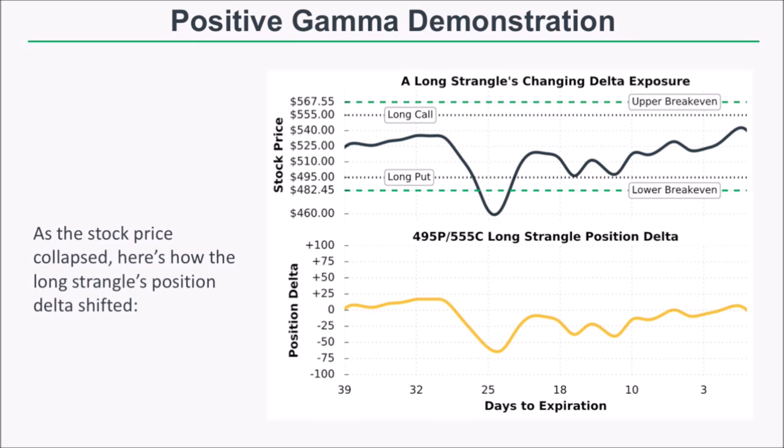Now, as we can see, when the stock price decreased and was below our long put strike price of $495, our position delta was growing more and more negative. Now that means we would benefit from continuations of that downside movement because we have a negative delta, which means we make money when the stock price decreases. So this is just a good example of how a long strangle can begin market neutral, but as soon as the stock price starts trending in one direction, you want that movement to continue.